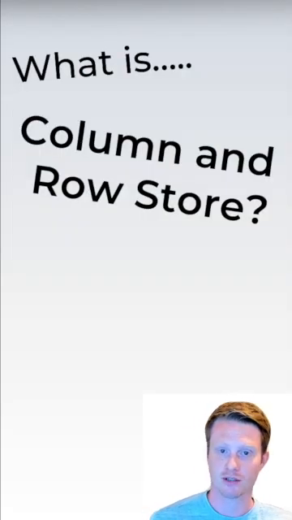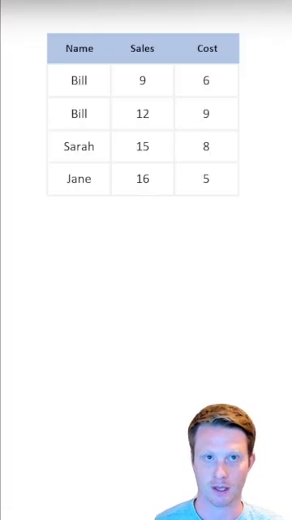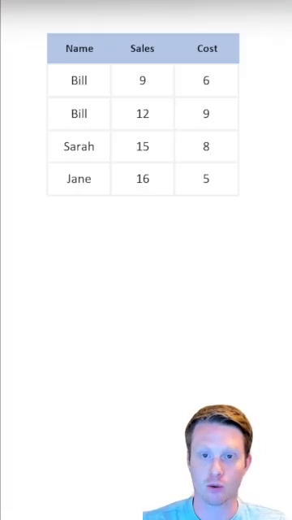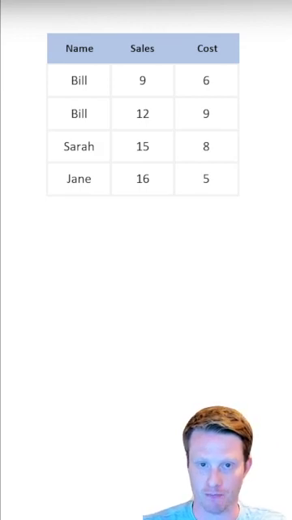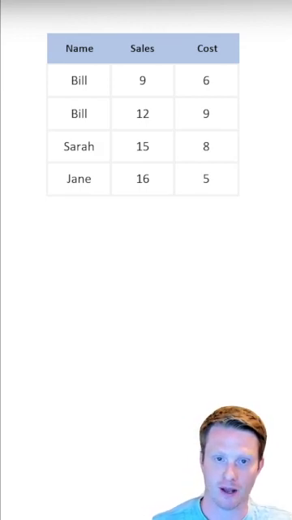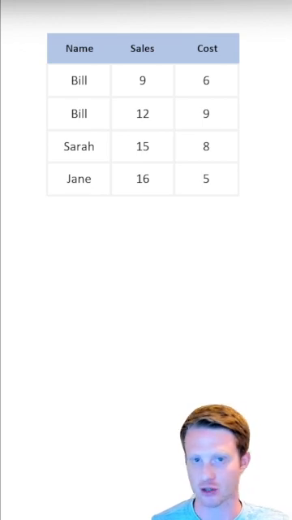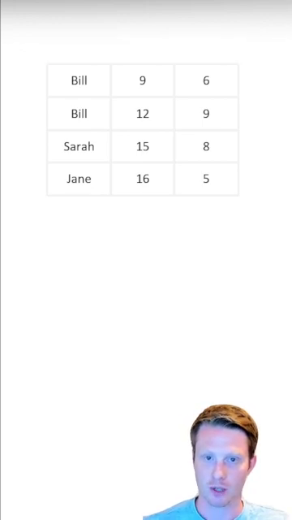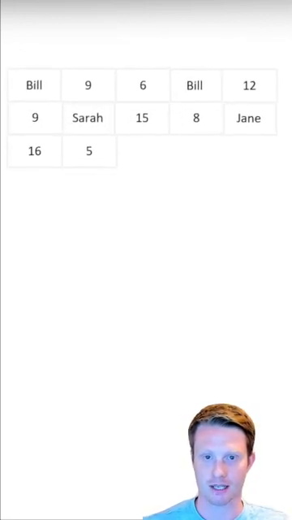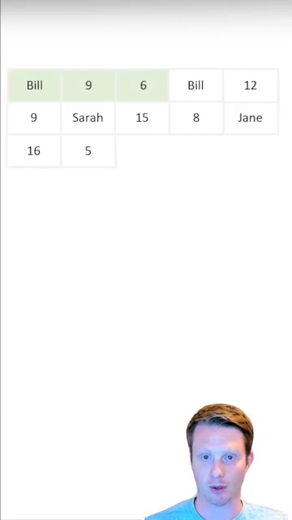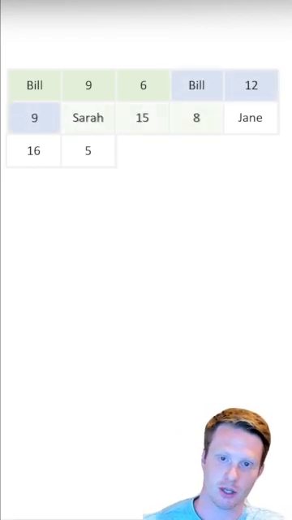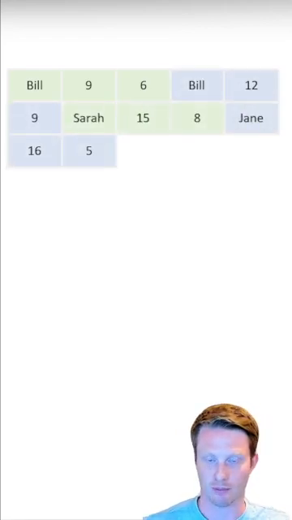Delta series. So the first thing is, what is column and row store? Now, column and row store is just how a computer stores information. So imagine we have a table, we have this name, sales, and cost column. In a row store, a computer doesn't store things in a tabular format like that. It likes to store everything in a long line. So what it does is it actually just rearranges it like this. And say, this is row number 1, right? Bill had 9 sales and 6 cost of goods sold. Row number 2, row number 3, row number 4.